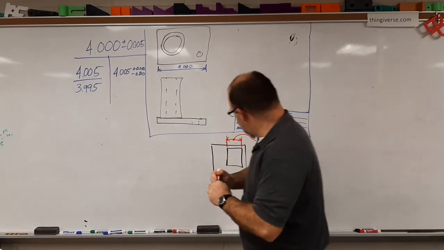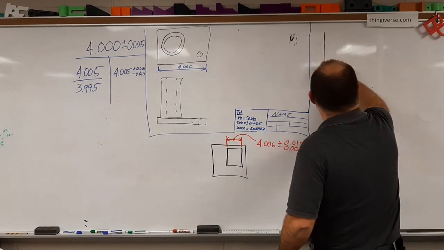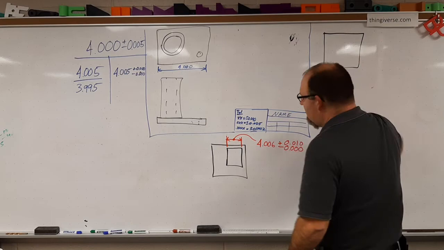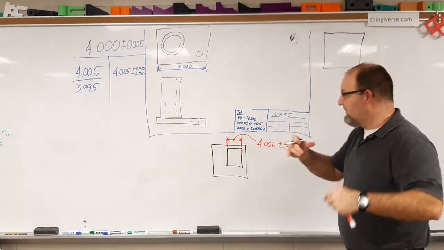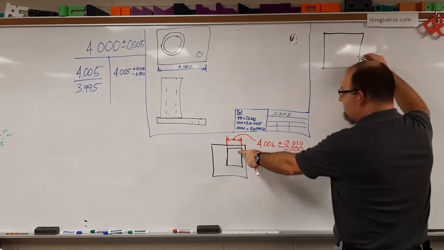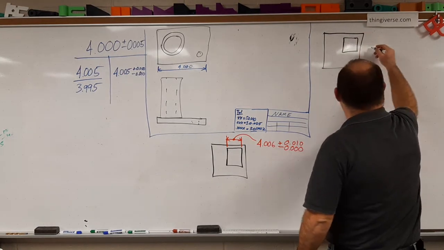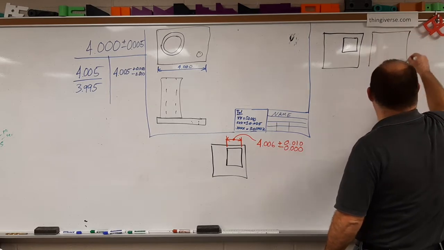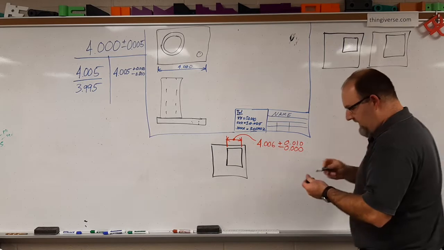Let me change colors here for just a minute, to keep these colors consistent. We have a plate, and I'm going to draw these holes kind of distorted so you can see what's going on here. In this particular case, it's going to be a smaller hole, and the plate here is going to have a much larger hole cut.